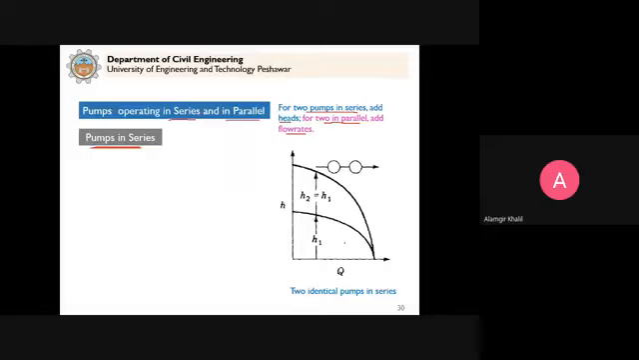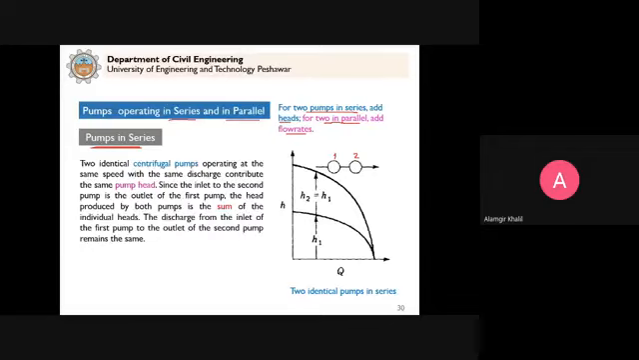Now, next is pumps operating in series and in parallel. For two pumps that are operating in series, head will be 2 times. And for two pumps operating in parallel, flow rate, that is discharge, will be 2 times. So first we consider pumps in series. In this case, when this is pump number 1 and this is pump number 2, when they are operated in series, the head is twice.